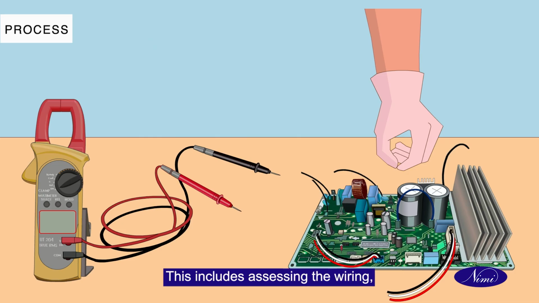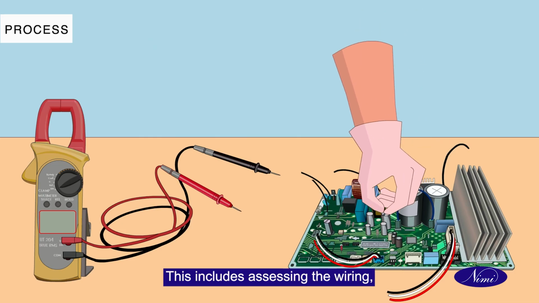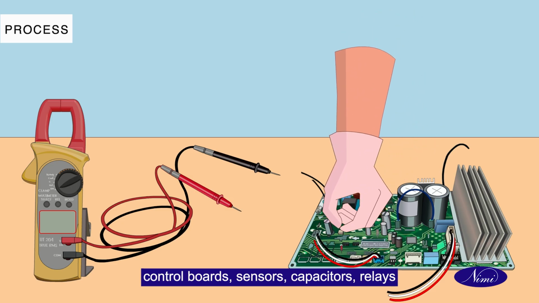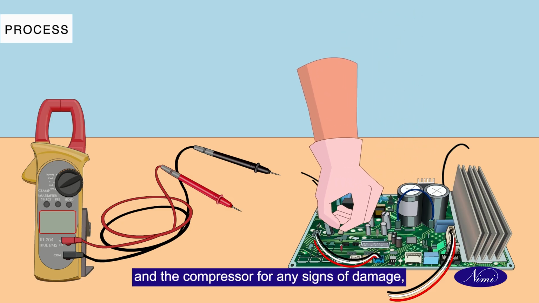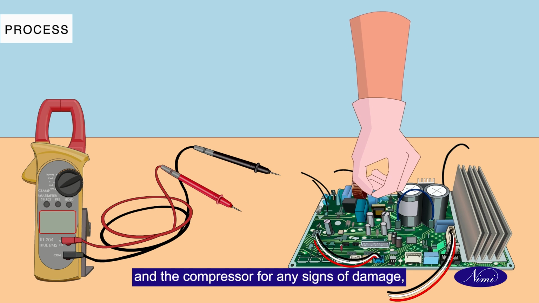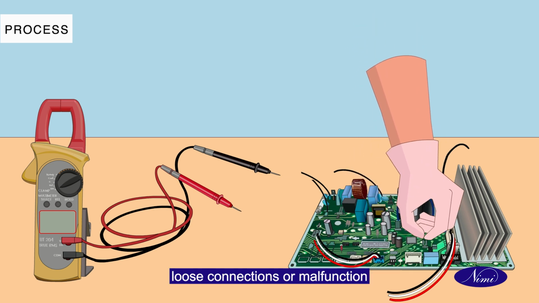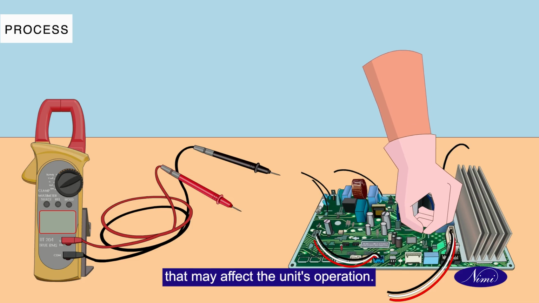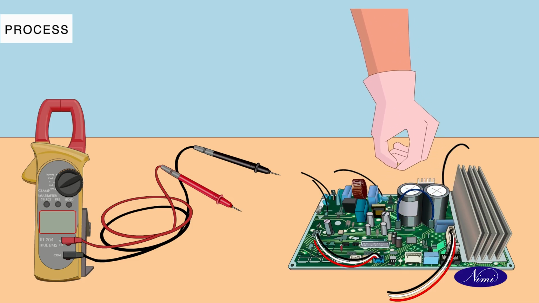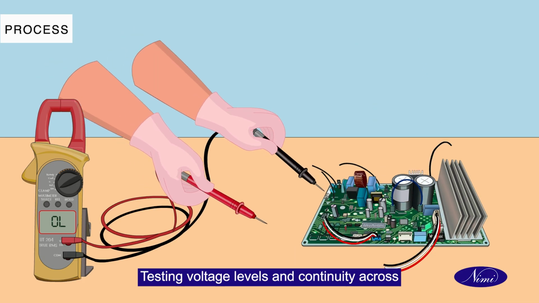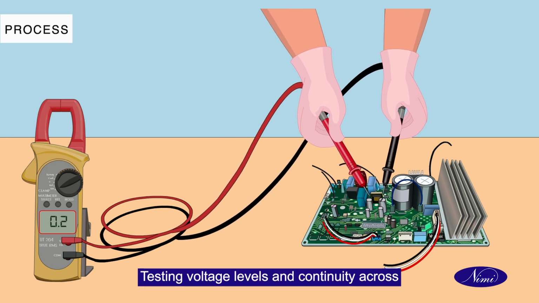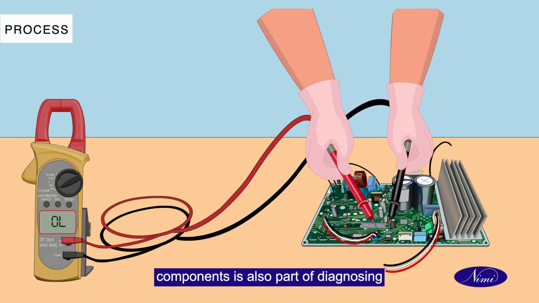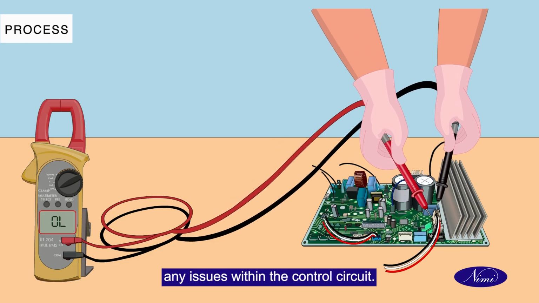This includes assessing the wiring, control boards, sensors, capacitors, relays, and the compressor for any signs of damage, loose connections, or malfunction that may affect the unit's operation. Testing voltage levels and continuity across components is also part of diagnosing any issues within the control circuit.